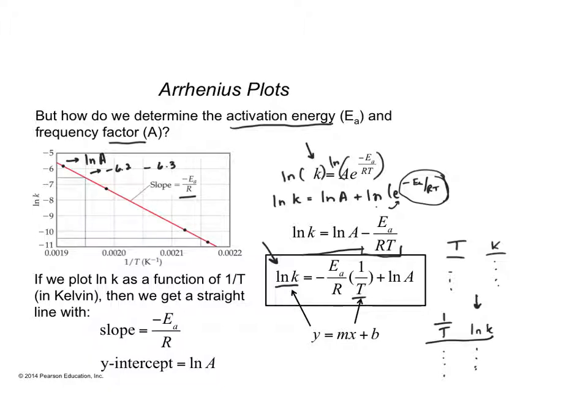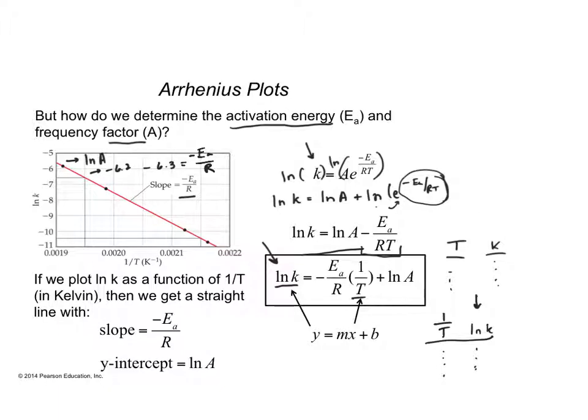If you have a number for slope, and we know what slope is equal to, right? It's equal to activation energy over R. Can you figure out what the activation energy is? Do you know what R is? Yes. If you have a numerical value for slope, so this is E to the A over R, can you solve for E to the A? Yes, multiply R on both sides. That's how you get activation energy.